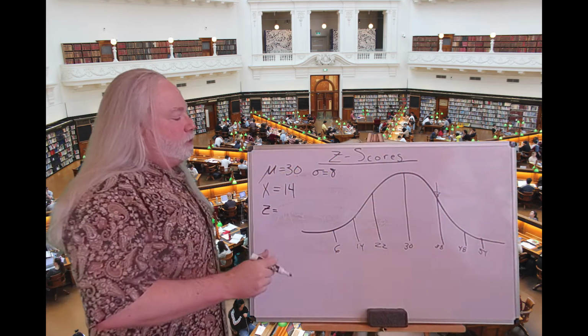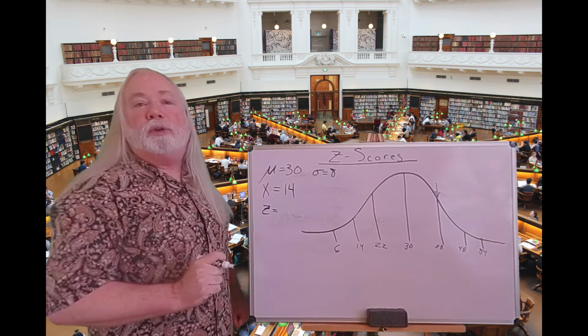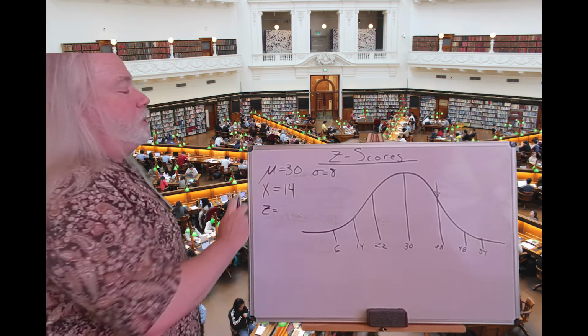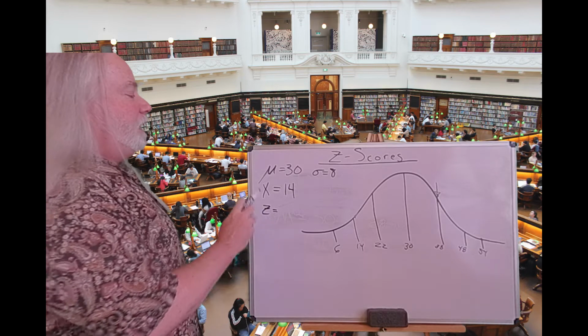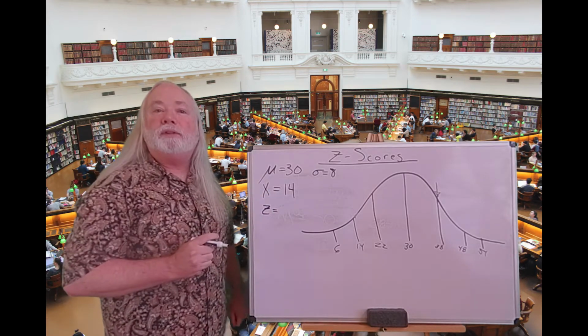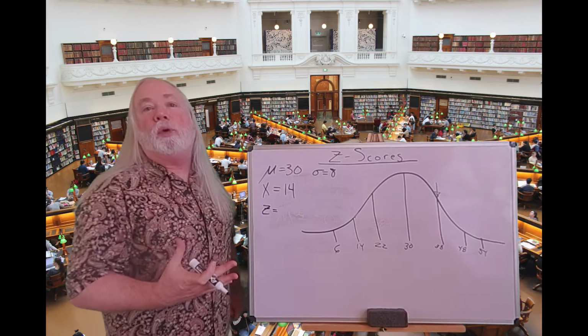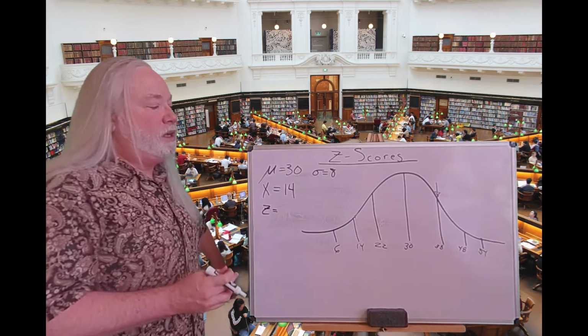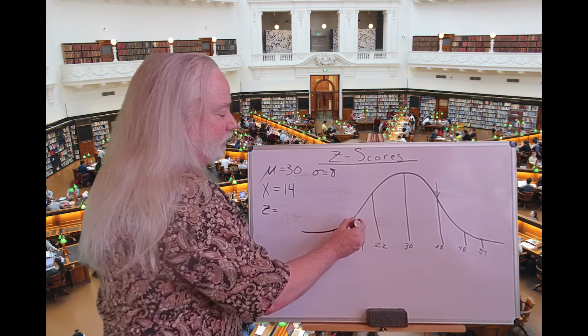So continuing to think about turning our raw scores into z-scores, same example, same setup from the end of the last clip. Population mean of 30, standard deviation of 8. And now let's say that we're looking at a person who got a raw score of 14 points. Well, what would their z-score equivalent be? If we converted this raw score into the z-score scale, well, 14 is right there.